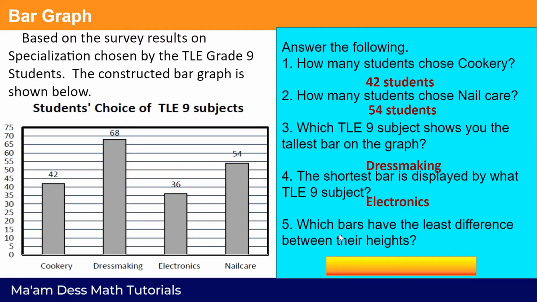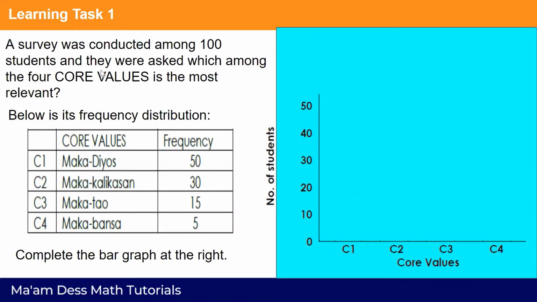And number 5, which bars have the least difference between their heights? Even if we do not subtract, it is already clear which has the least difference between their heights. So we have cookery and electronics. Okay? Now, let us have the learning task.